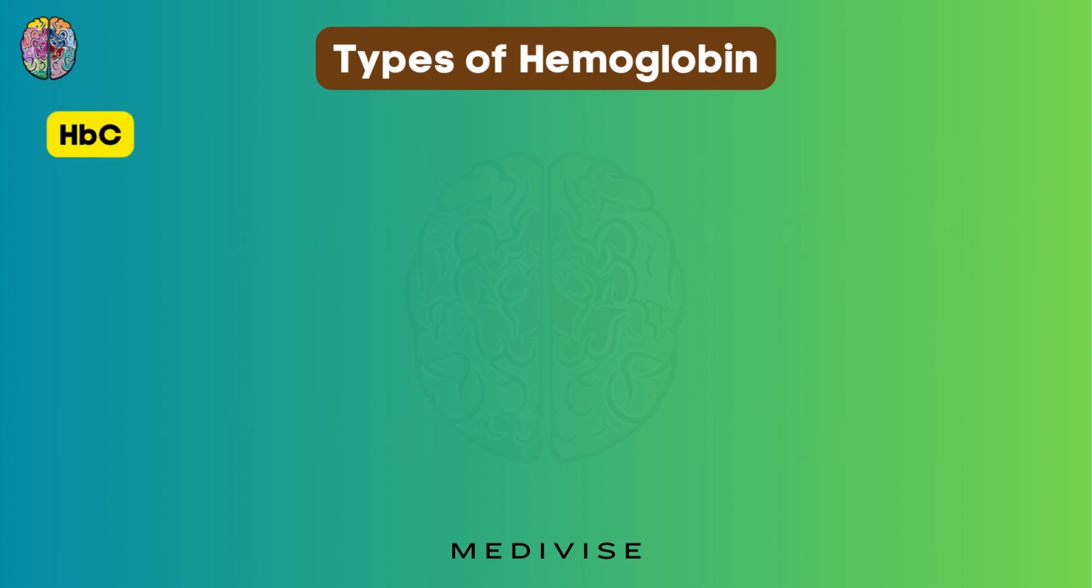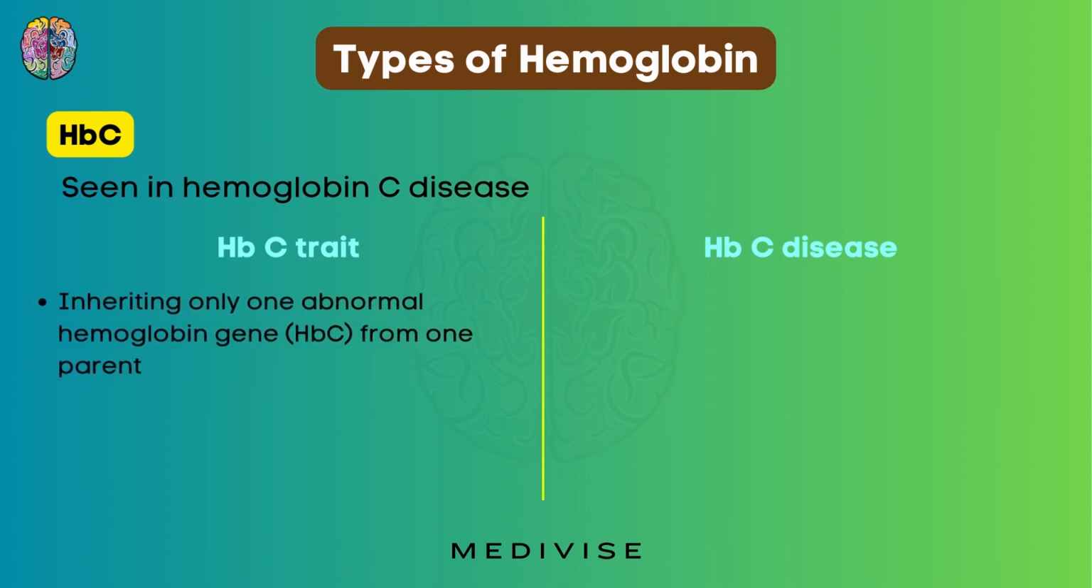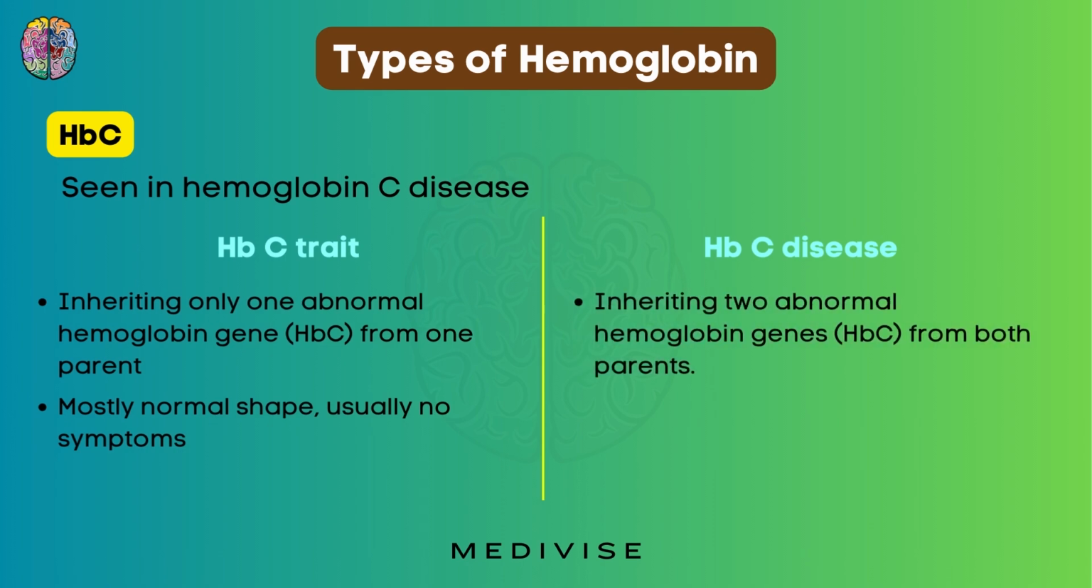So very similarly, we have another disease called HbC disease. A very similar thing happens here. Here again we have the HbC trait and the HbC disease. HbC trait is when only one abnormal gene is inherited and the shape of the RBCs is mostly normal. But in HbC disease, both the genes are inherited, which leads to severe disease.